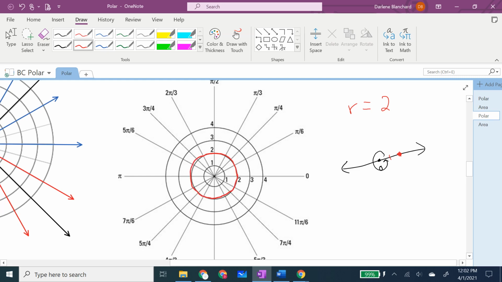All right. But what if I asked you to sketch the graph r equals -3? Hold on. Let everyone think. Okay, go ahead.